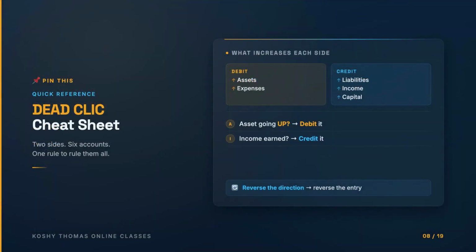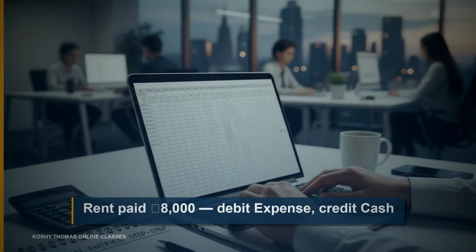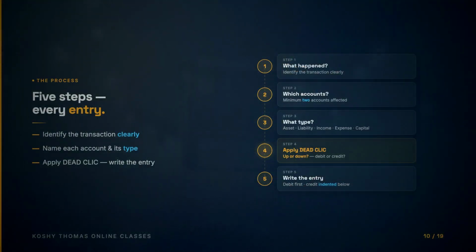Pin this on your wall. DEAD CLIC. Debit side increases, assets and expenses. Credit side increases, liabilities, income, capital. Every time you're stuck on an entry, come back to this. Which account type is it? Which direction is it moving? You have your answer. Let's walk through the 5 steps to write any journal entry.